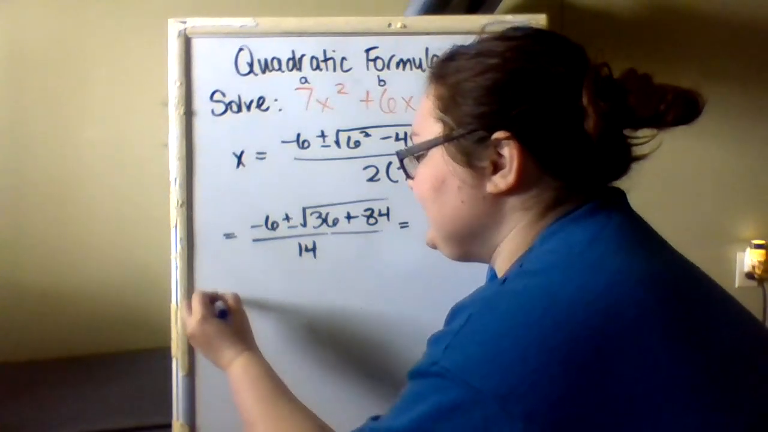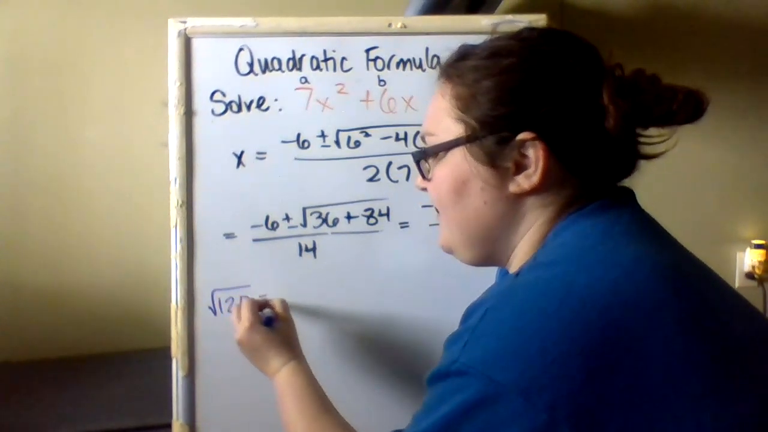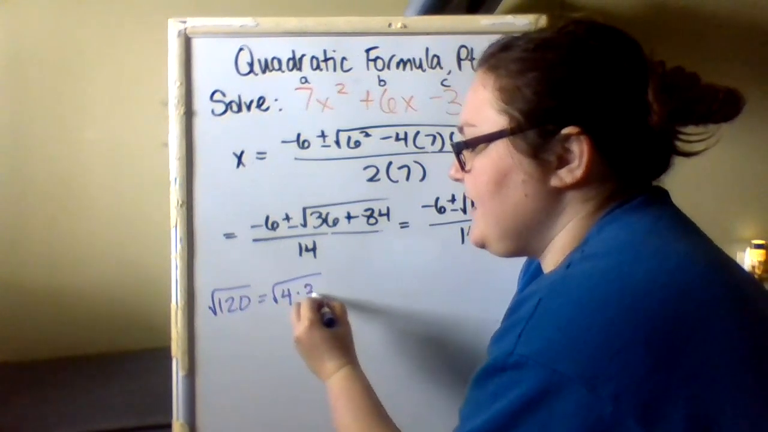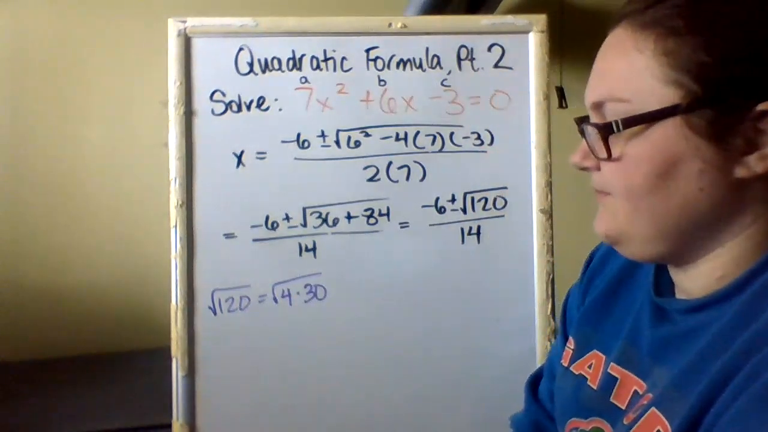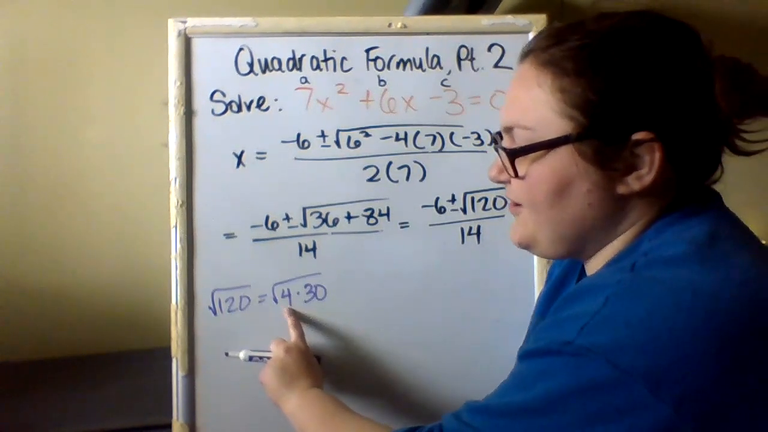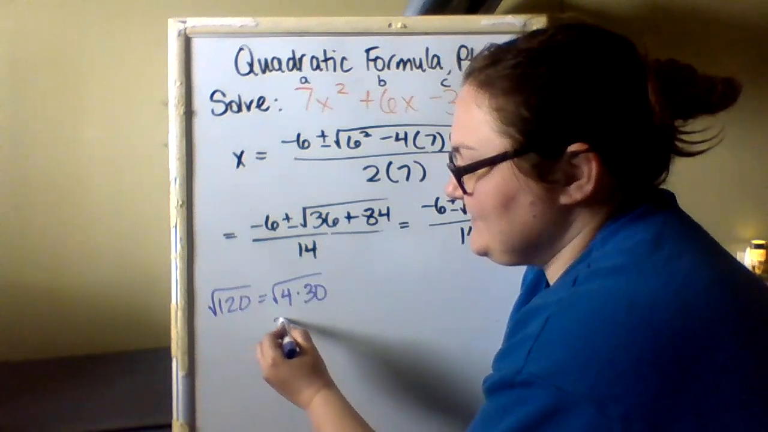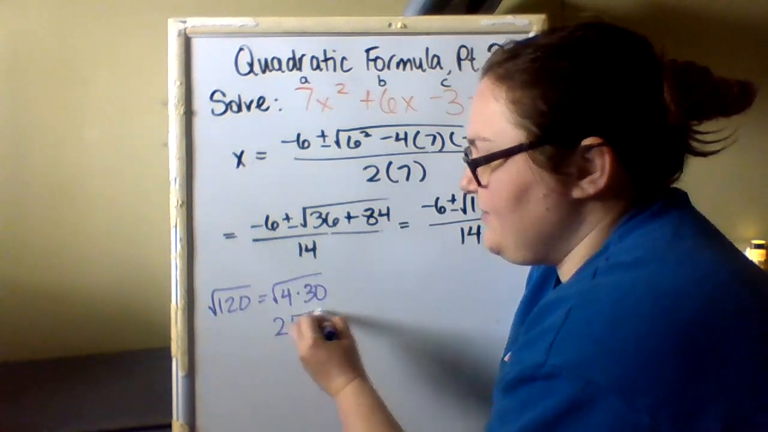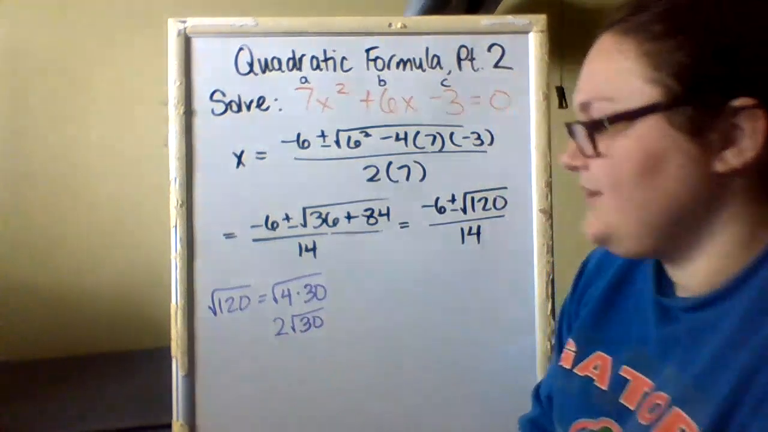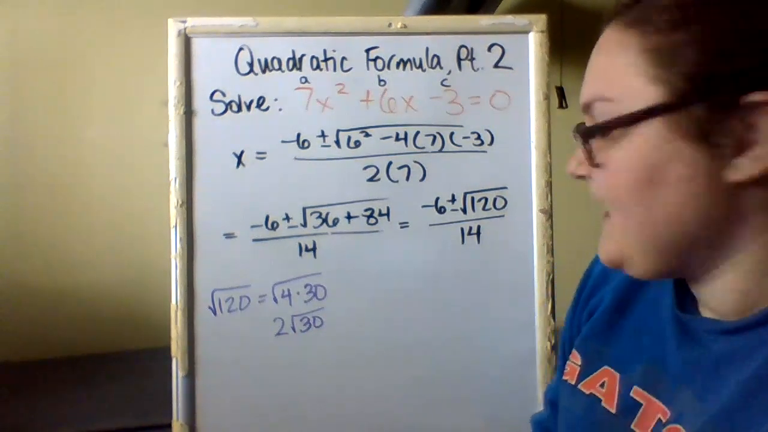What I'm going to do is I'm going to say the square root of 120. I know that is the same thing as 4 times 30. 4 times 30 gives you 120. I've chosen that because 4 there is a square root of, so I could say 2. And then 30 there isn't a square root of, so I can keep it as 2 square root of 30.